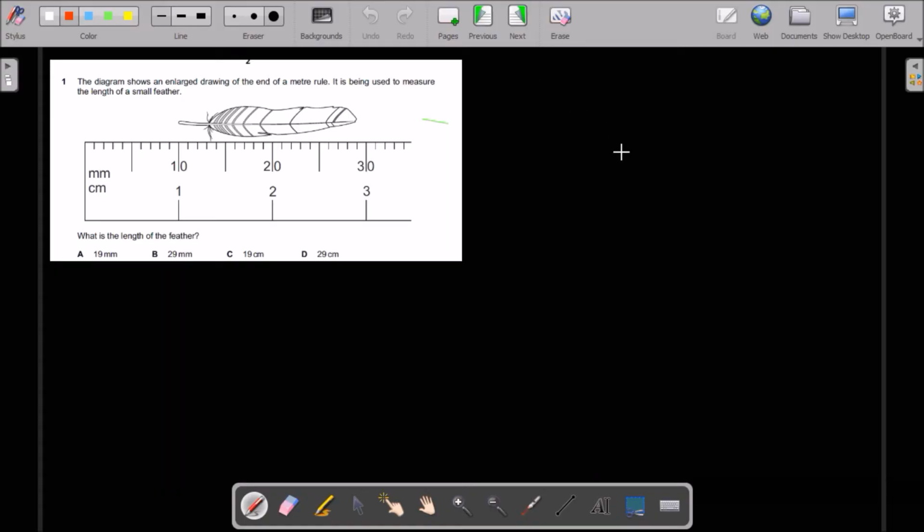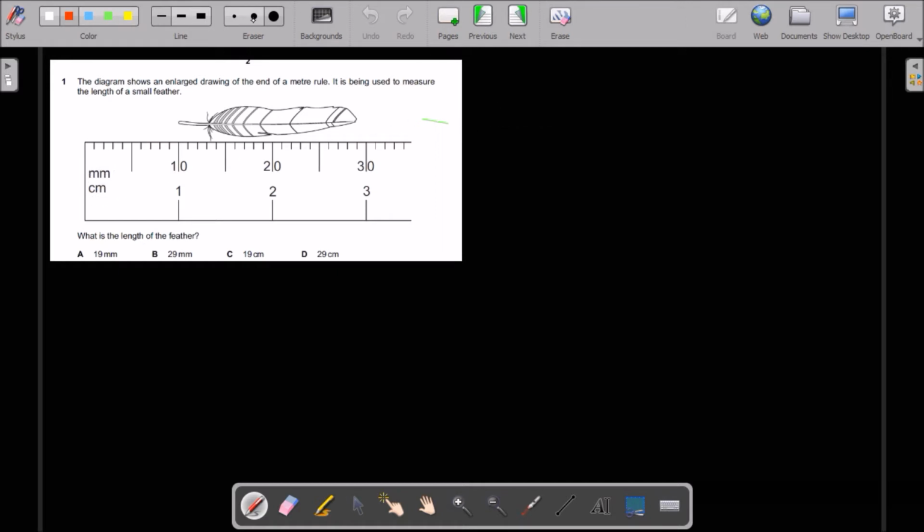1. The diagram shows an enlarged drawing of the end of the meter rule. It is being used to measure the length of a small feather. What is the length of the feather? We know that there are two scales on the figure. One of them is millimeter, one of them is centimeter.